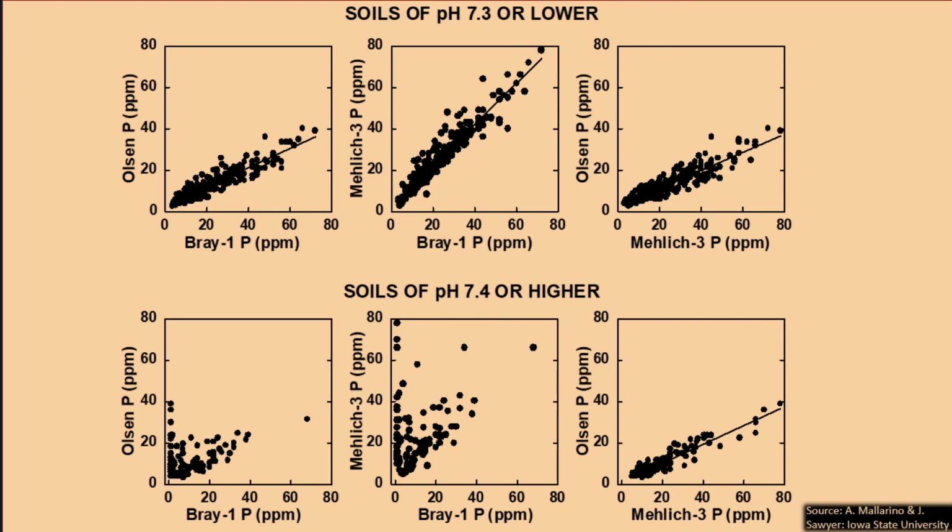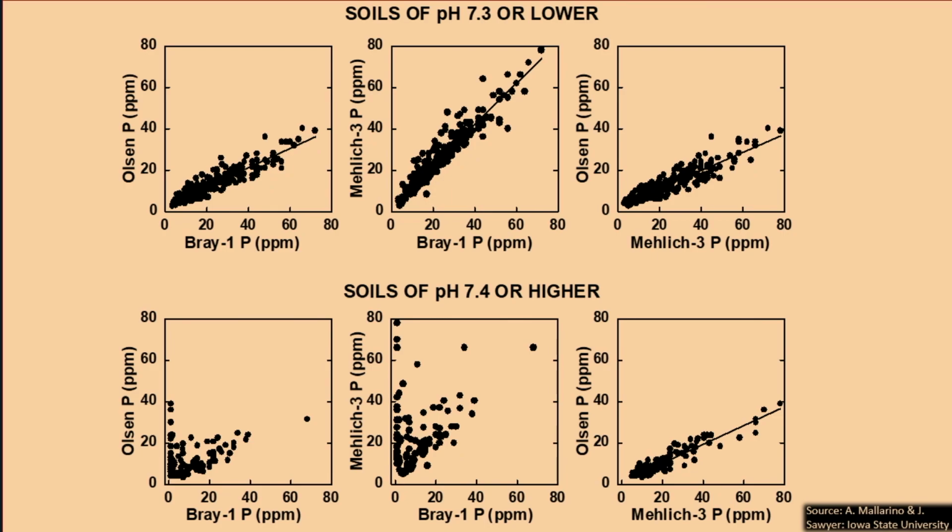In the bottom part of the slide are higher pHs, over 7.4. Again, same thing: Olson to Bray comparison on the left bottom side. A scatter. There's really no relationship. And that's because at those higher pHs, we have mineral-associated P that comes into play, okay?